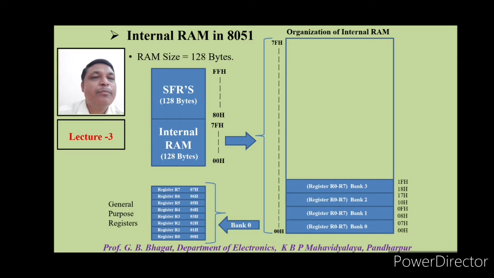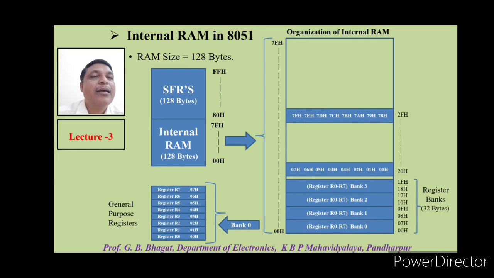The next there is the fourth bank, that is bank 3. This bank has addresses from 18H to 1FH. Again this bank also consists of 8 registers or general purpose registers like bank 0, 1 or 2, and the names of these registers are register R0 to register R7. For all the banks the names of the registers are the same, that is R0 to R7, but the address of each register for different banks is different. These are the 4 register banks, that is, there are a total of 32 bytes which are used for register banks.